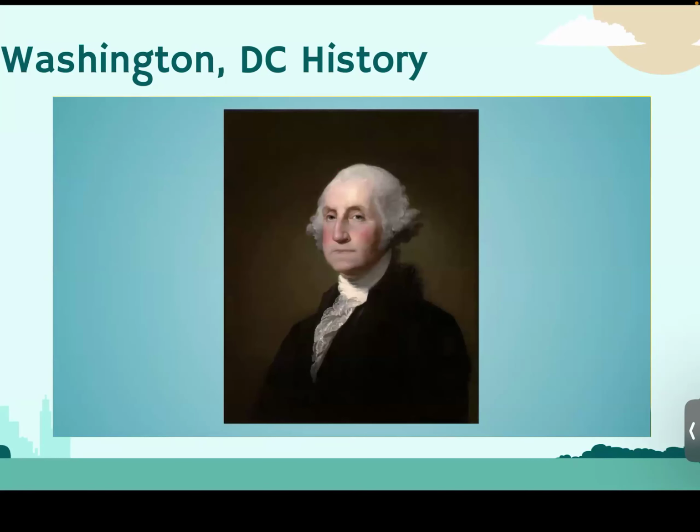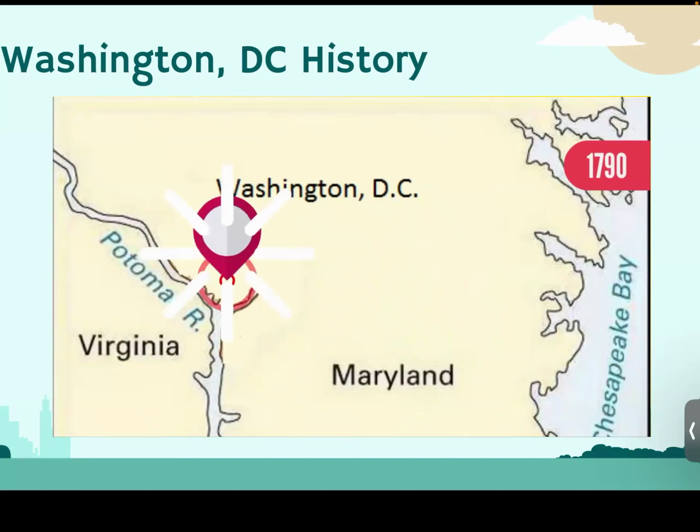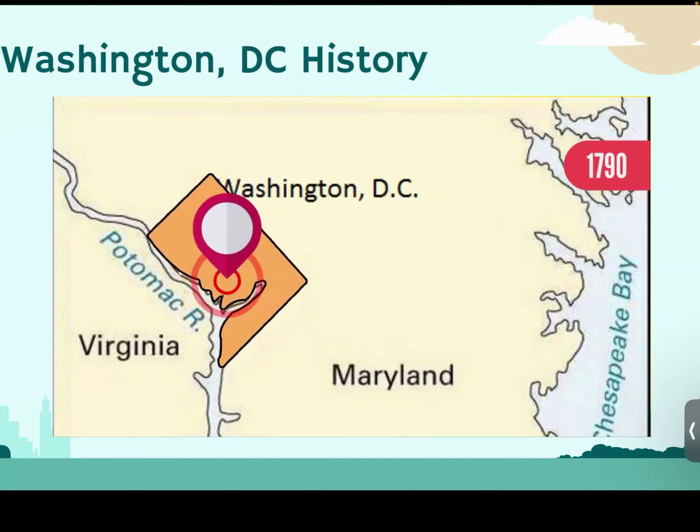The site of the District of Columbia along the Potomac River was first selected by President George Washington. The city was officially founded in 1790 after both Maryland and Virginia ceded land to this new district to be distinct and distinguished from the rest of the states.